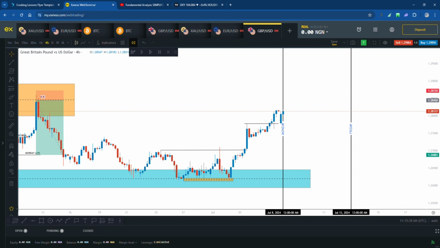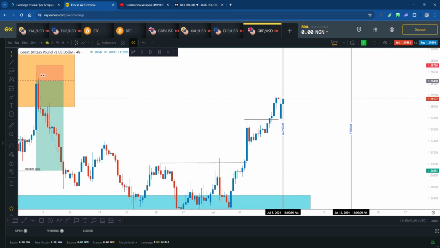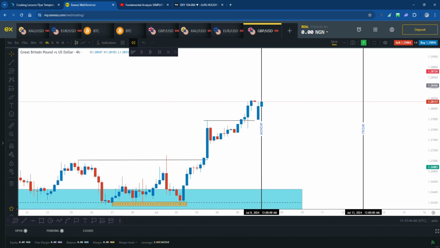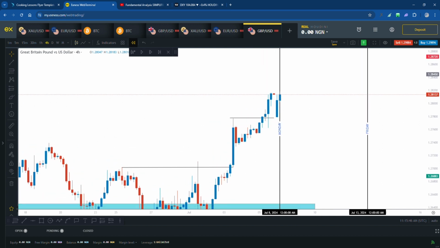Let's get right into it. This is another example of weekly range, using weekly range to trade, most especially GBP. It works on other forex pairs, but it's much more accurate on GBP. So this is, first of all, the first thing you need to check.